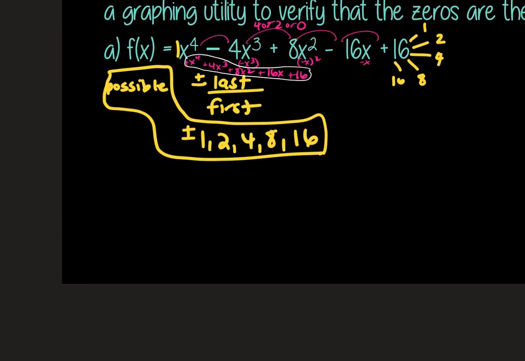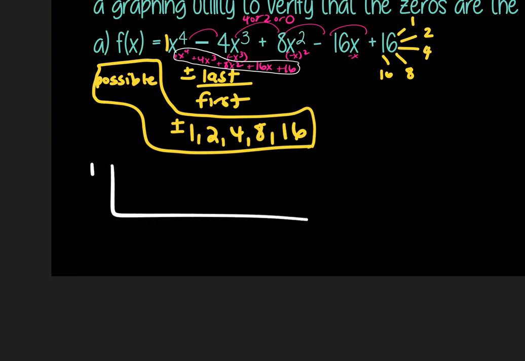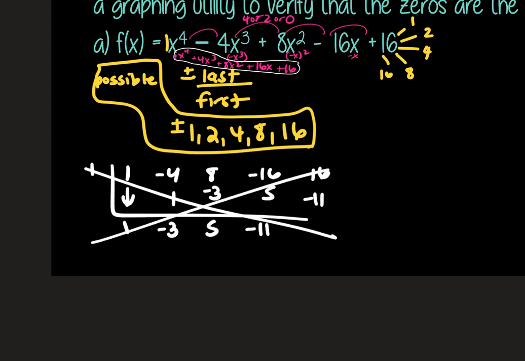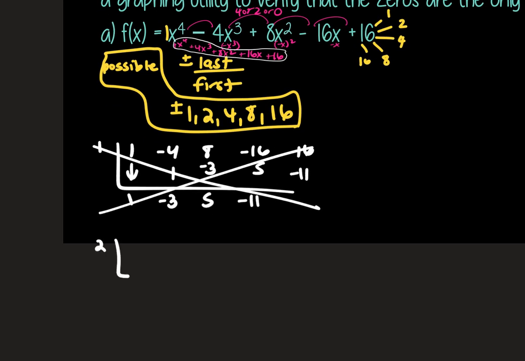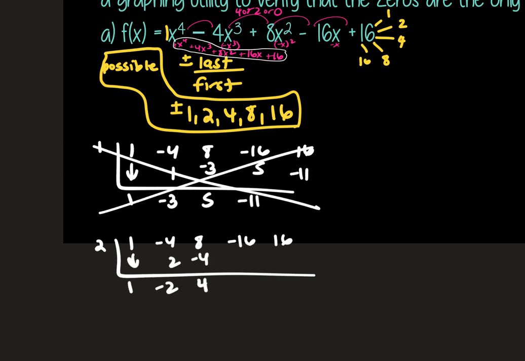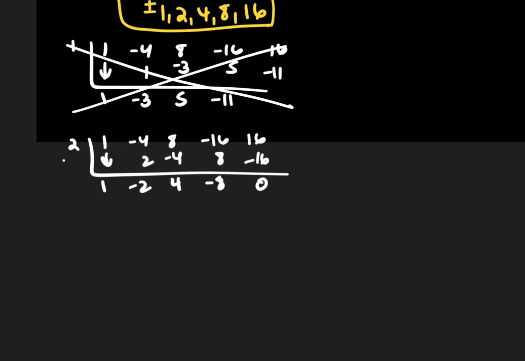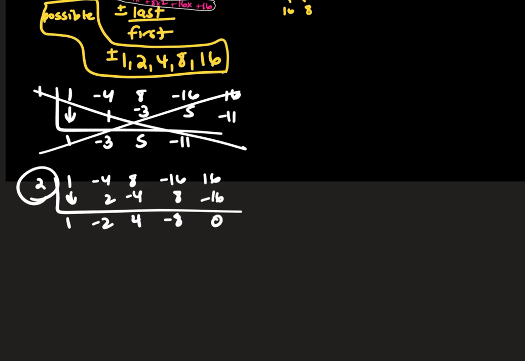So I'm going to start with 1. I'm going to put 1 on the outside. And I'm going to do 1, negative 4, 8, negative 16, 16. Bring down the 1. Doesn't work. Go to 2. And that one works. So 2 is one of my zeros.